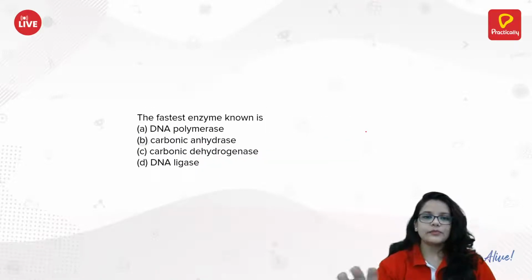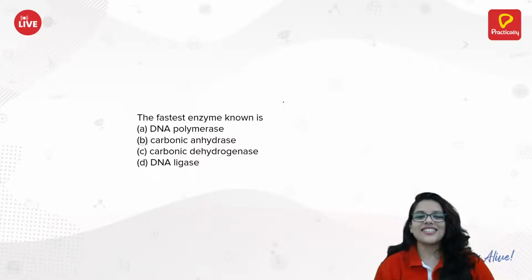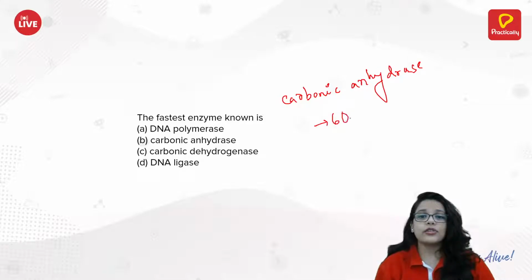Next, the fastest enzyme known, we know this, it is carbonic anhydrase, where it forms 600,000 molecules of H2CO3, that is carbonic acid, in an hour.